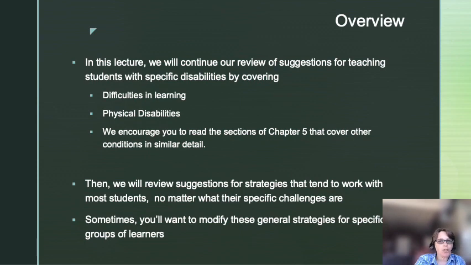We definitely encourage you to read all of the sections of Chapter 5 that cover other conditions. And I think that you'll find that some of their appendices, lists of modifications per setting, are really worth the time in looking through and keeping in mind should you find yourself working in these child-related fields. Then we will talk about these general strategies, but please keep in mind you're always going to want to modify any strategy you deliver to a student, but particularly one that is useful across the board in a general kind of way. Those are the strategies that often require the most modification.